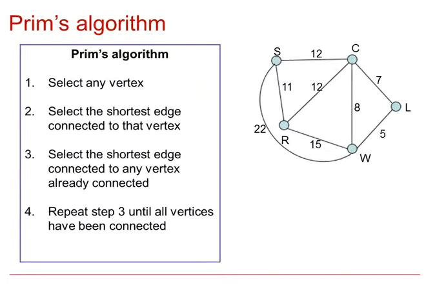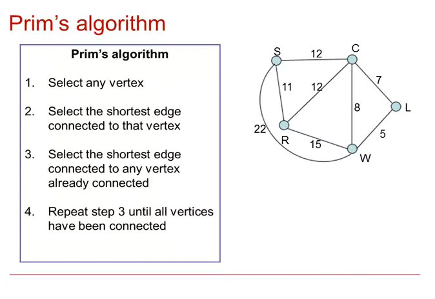So here is Prim's algorithm written in terms of steps in English. Step 1 says select any vertex. However, do be careful to read the question, as sometimes the starting vertex is given there. Step 2, we select the shortest edge connected to that vertex. Step 3, we then select the shortest edge connected to any of the vertices already connected. So you are building the spanning tree in a connected way. Step 4, repeat step 3 until all vertices have been connected, and then stop.